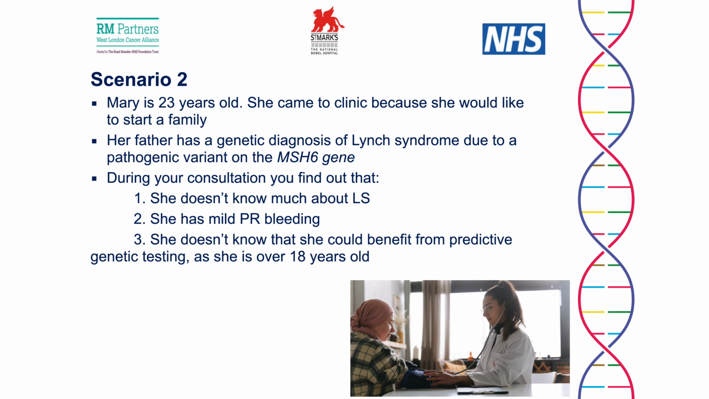Scenario 2. Mary is 23 years old. She came to clinic because she would like to start a family. Her father has a genetic diagnosis of Lynch syndrome due to a pathogenic variant on the MSH6 gene.